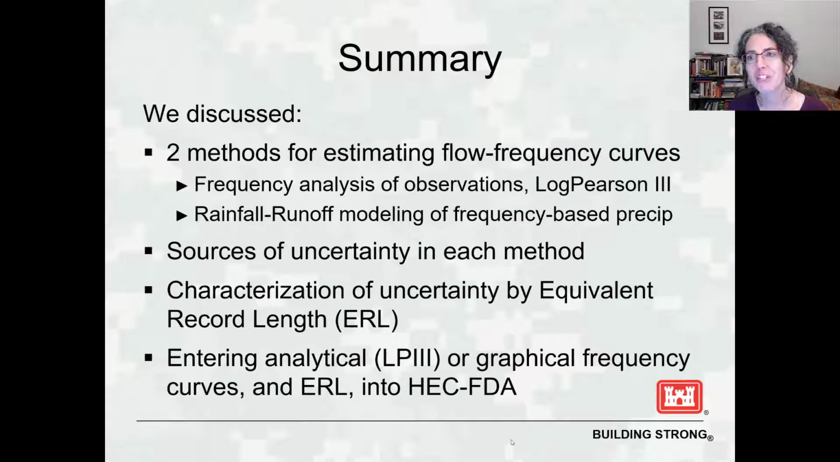So a quick summary of this lecture. We just described two different methods for estimating flow frequency curves. There was frequency analysis of observations and fitting a log Pearson type 3 distribution to unregulated flows. And then there was rainfall runoff modeling of frequency-based precipitation. Right? We talked about the sources of uncertainty in each of the methods. We characterized the uncertainty by an equivalent record length in both cases. And then we entered the analytical distribution or graphical distribution into FDA, including the equivalent record length to describe the uncertainty. Right, so that's the end of the third video of lecture 3.6.